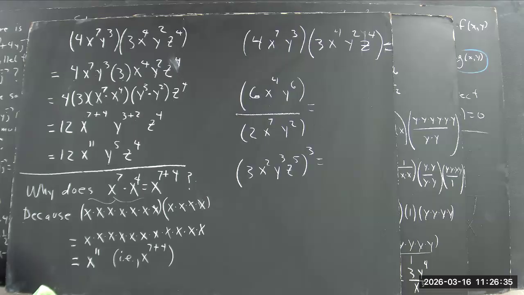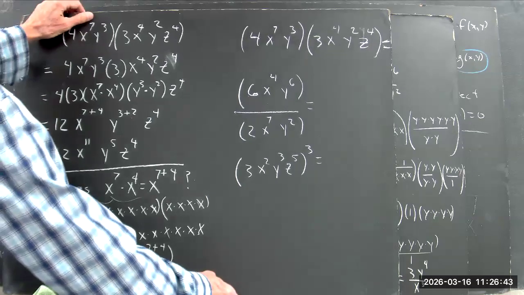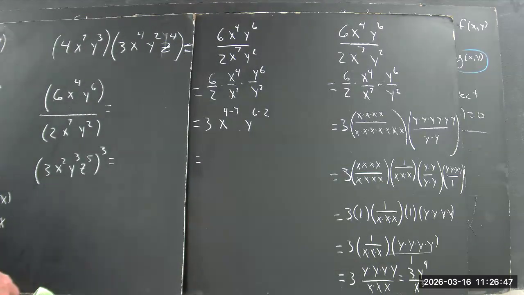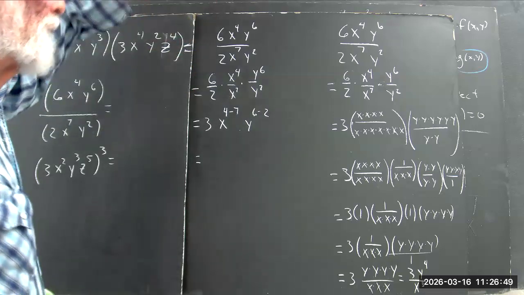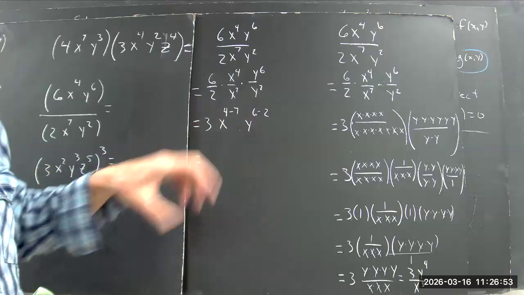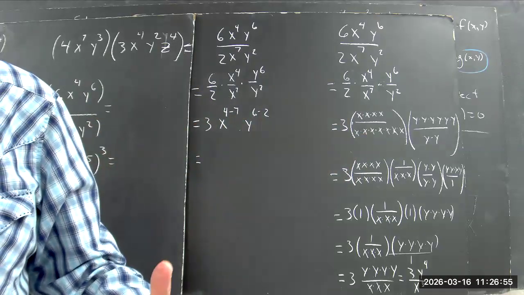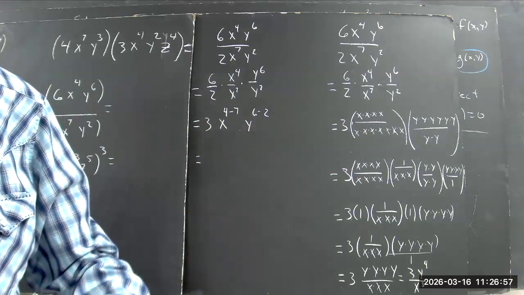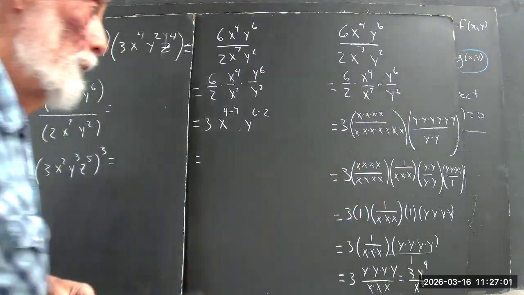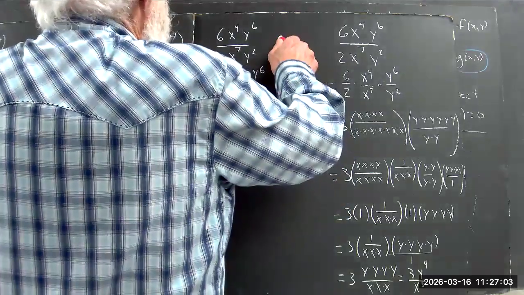So all you got to do is add a rule here. The rule is: if you have some power of a variable in the numerator and the same variable in the denominator with different exponents, you subtract the exponent in the denominator from the exponent in the numerator. Okay? We can even write that out. I'll write it out kind of small here.